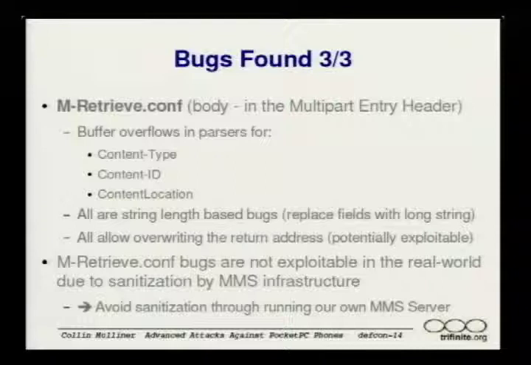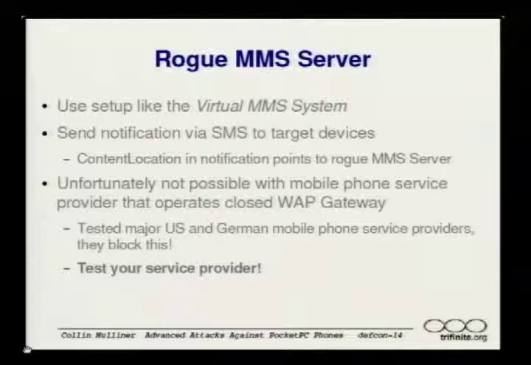We actually haven't tried it, because many mobile phone service providers run these stupid closed web gateways, which don't allow us to connect to our own rogue MMS server. But if you find an ISP which doesn't block access to other IPs, you can just run your own MMS server on their network or on the internet, and send a nice SMS which points to your server. And whoops, you can exploit all the other bugs you just found, which were normally not exploitable.